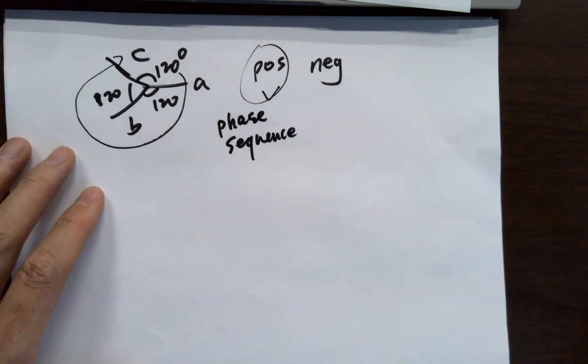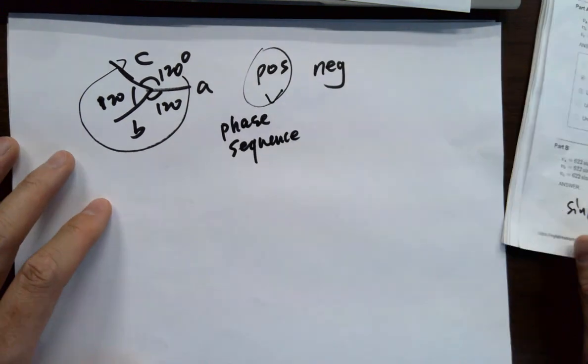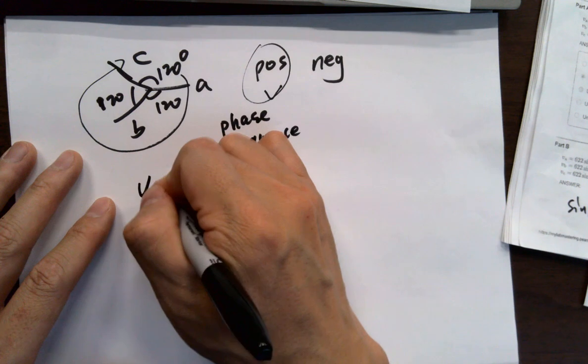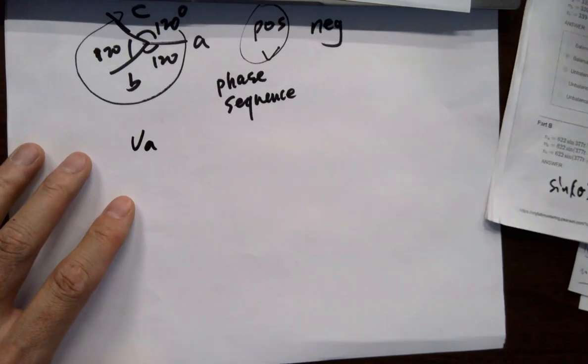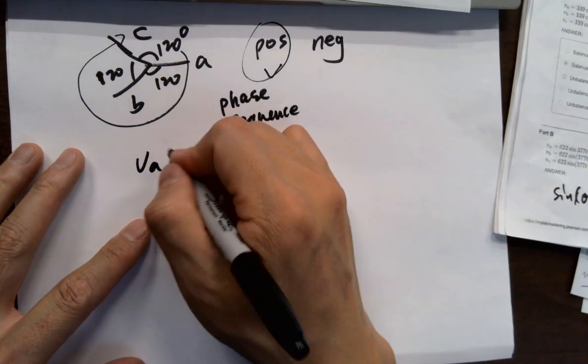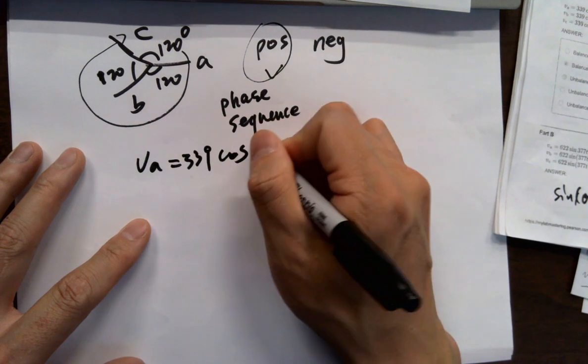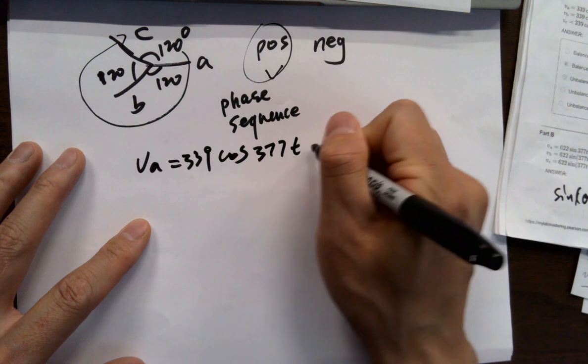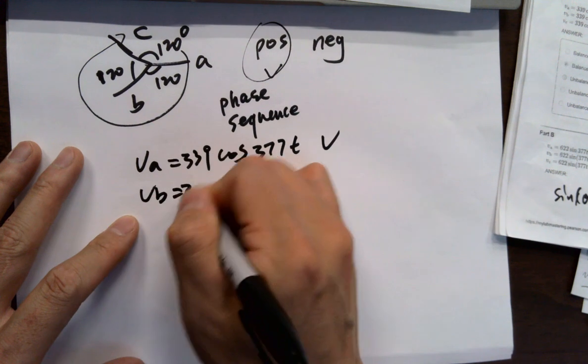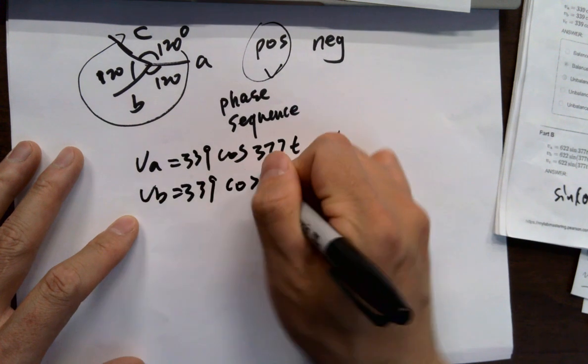Okay, and if the three voltages are given as VA, I'll just show you. VA is 339 cosine 377 t. VB is 339 cosine.